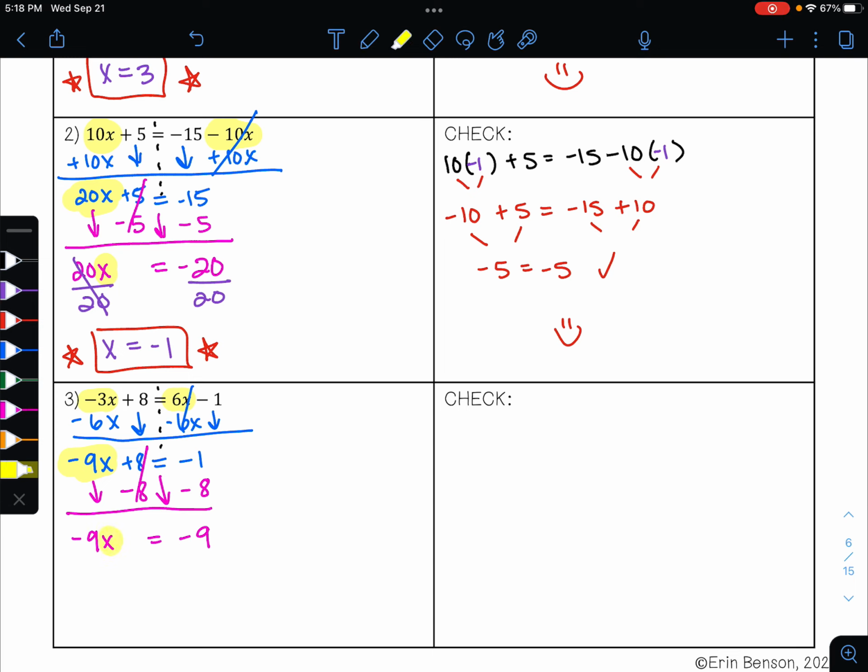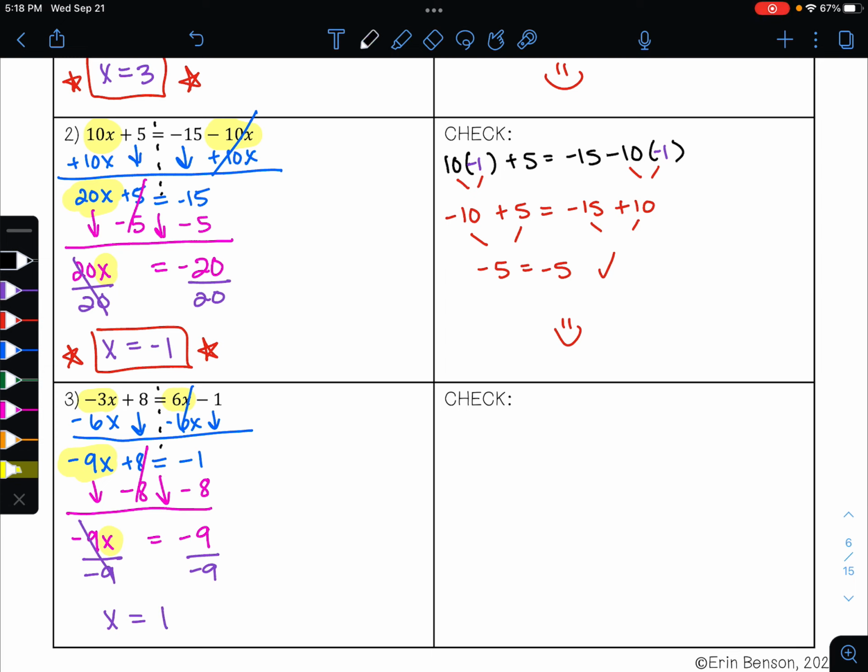I want to isolate my variable. Right now my variable is being multiplied by negative 9. To undo multiplication, I'll do division. Negative 9 divided by negative 9 is 1, so that just leaves me with 1x. Negative 9 divided by negative 9 is 1.